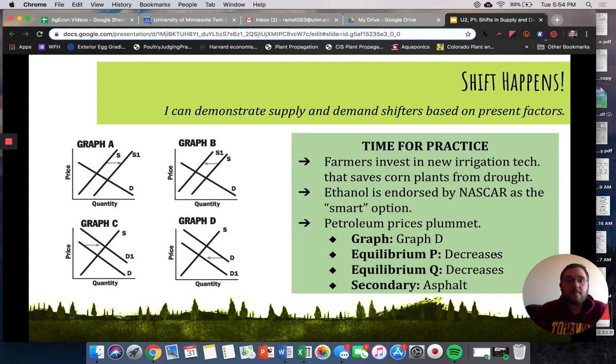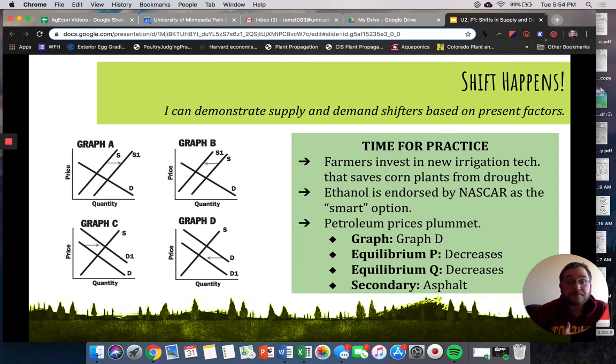Another example of a market that could be affected is asphalt, because petroleum is actually utilized in creating asphalt. Now, obviously, petroleum is the primary market that's affected, but the asphalt market could be affected likewise. I'm sure you might have other answers down for those secondary markets, and that's totally fine. Just come up with an example of one additional market that would be affected besides just the primary market of petroleum.